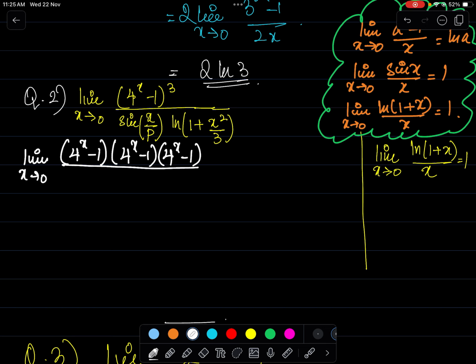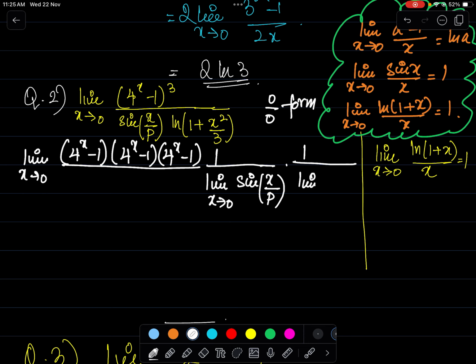Now I am splitting. Okay, then I am taking 1 by limit x tends to 0 sine x by p. Also, you look very carefully, when you apply the limit you will get 0 by 0 form, which is an indeterminate form and which can be solved further on. Multiplied by 1 by limit x tends to 0 ln 1 plus x square by 3.